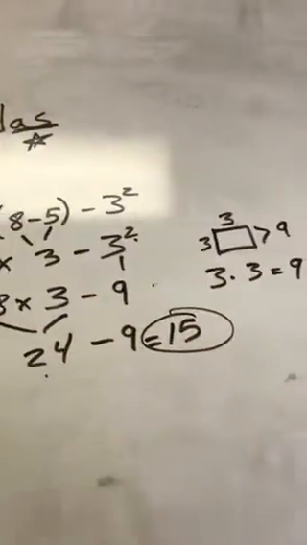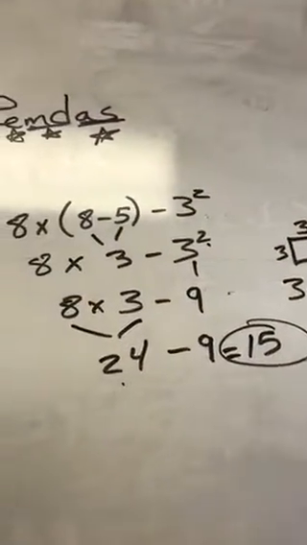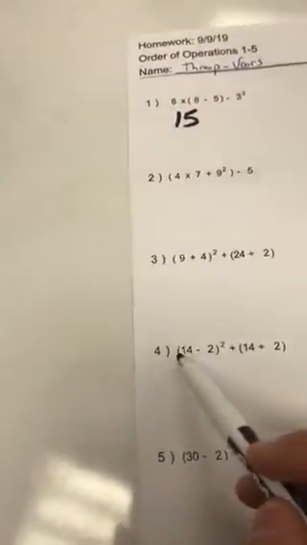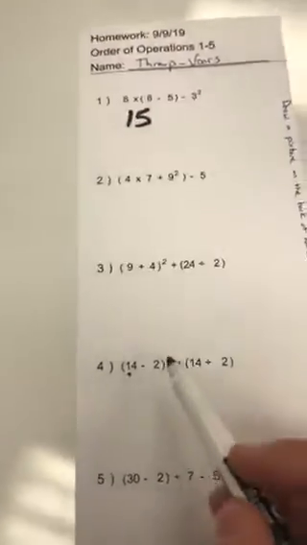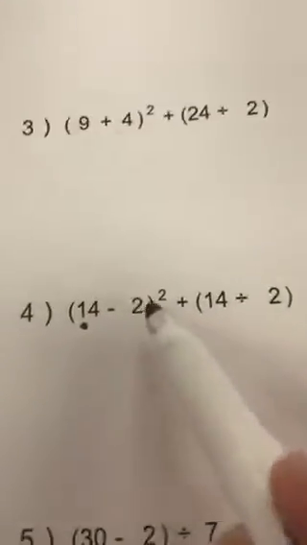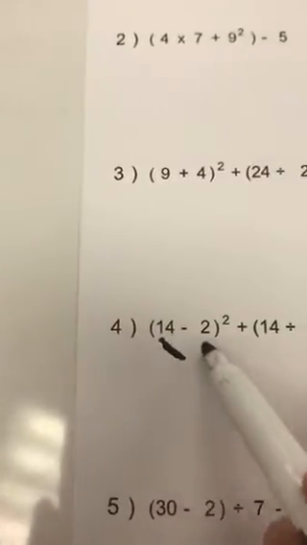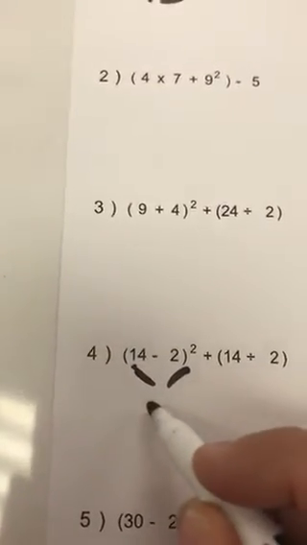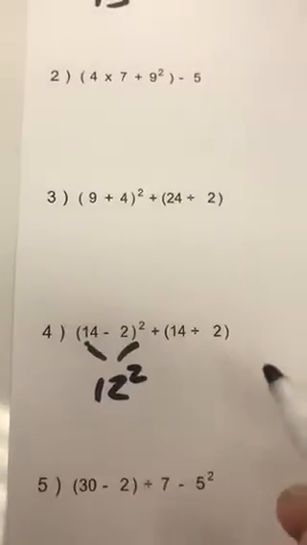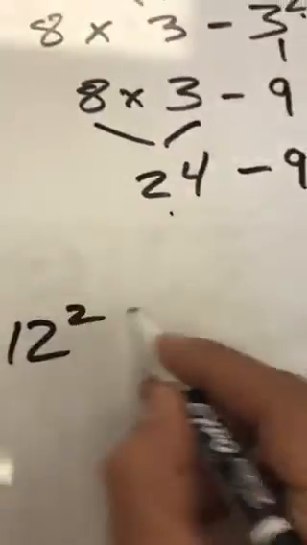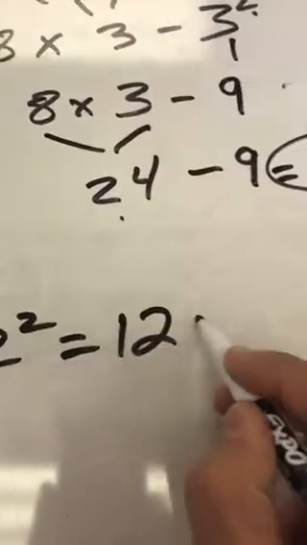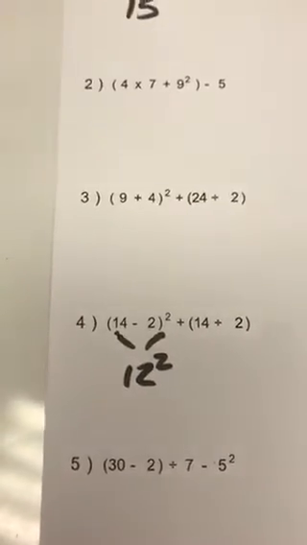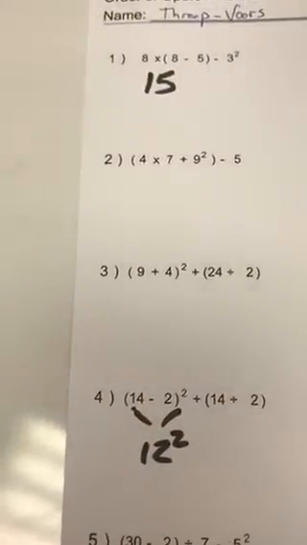Make sure you show all of your work so that I can see your thinking on the homework. The rest of the problems here are essentially the same. You're going to solve the parentheses first. Keep in mind, when it's a parentheses and then an exponent like this, you solve what's in the parentheses first. So this is going to be 14 minus 2, which is going to give you 12, and then you have to square that. So this is actually 12 squared, which is equivalent to 12 times 12. And so that's what problem 4 is going to look like. Same thing with problem number 2.